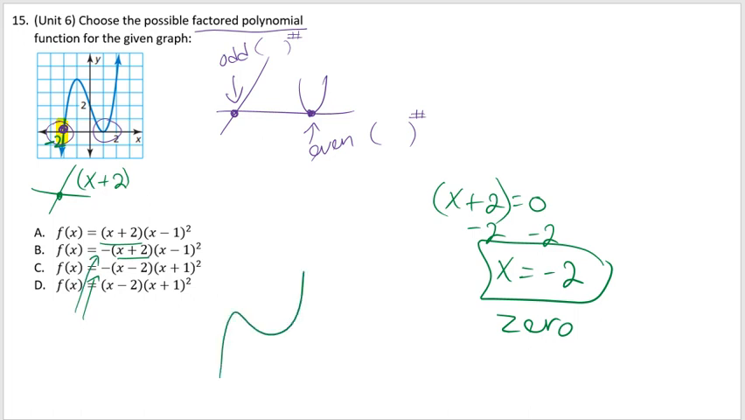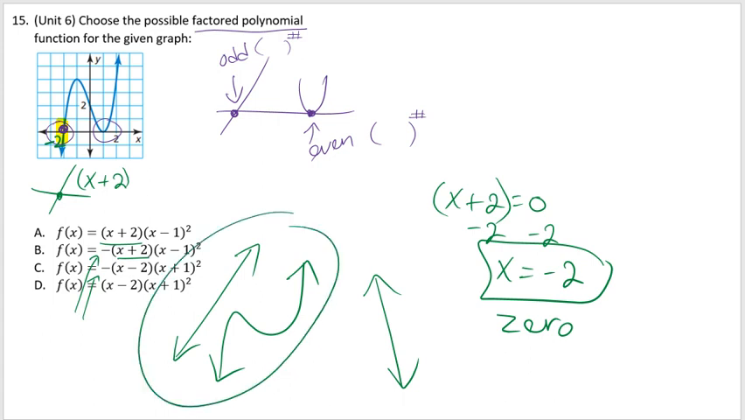It's going from left to right. How are the end behaviors going? So if you think of a positive line, this is a positive behavior. It goes up from left to right. Negative would look like this. So this graph has a positive behavior, so we can cancel out B and C. So these negatives are not going to be correct.